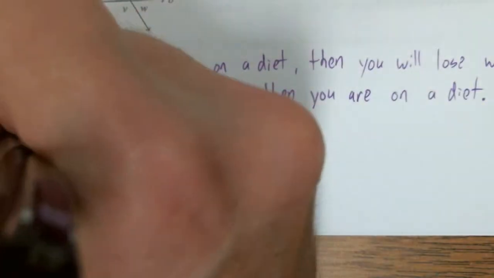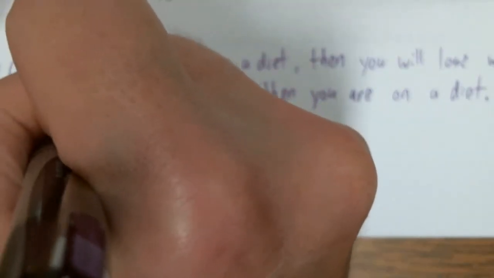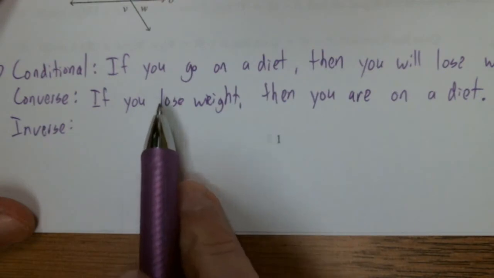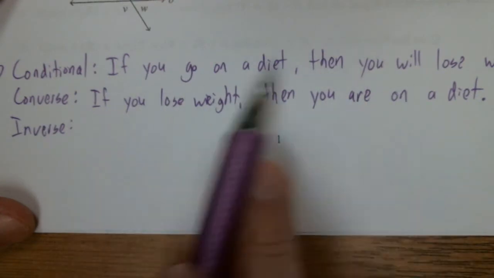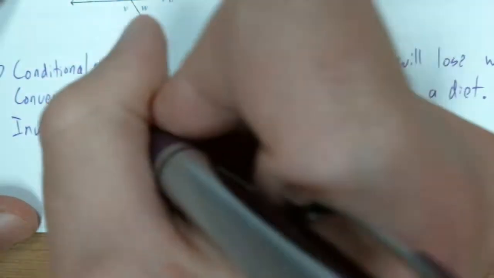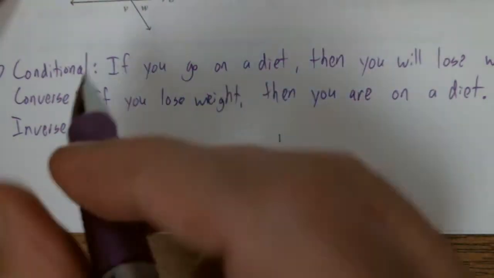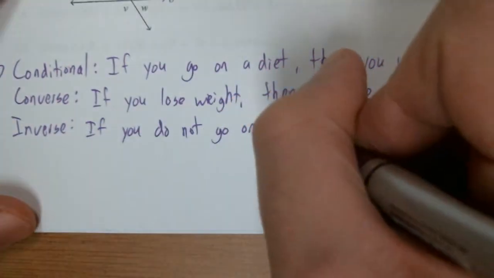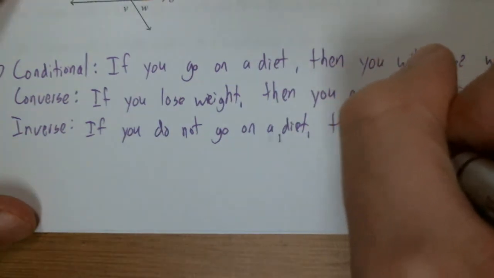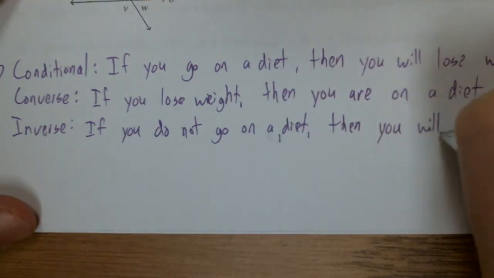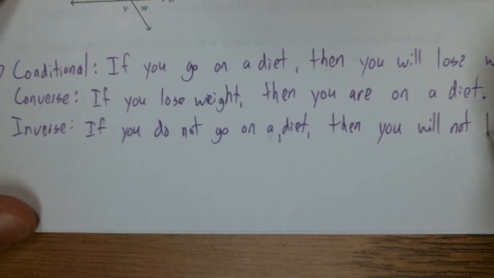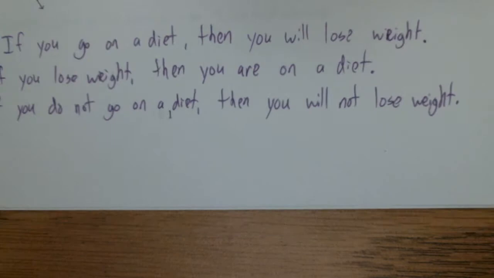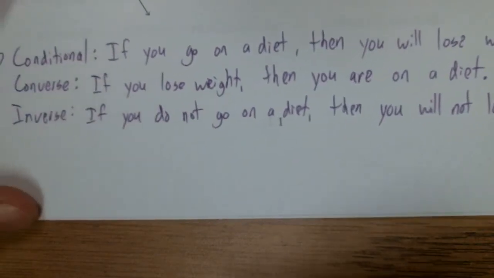Okay. Inverse, put in the nots. So everything stays the same. I'm going to put a not here. I'm going to put a not here. Basically, you're negating. You're doing the opposite of what it says. So instead of if you go on a diet, I'm going to say if you do not go on a diet, then what? Then you will not lose weight. Okay. If you don't go on a diet, then you will not lose weight.